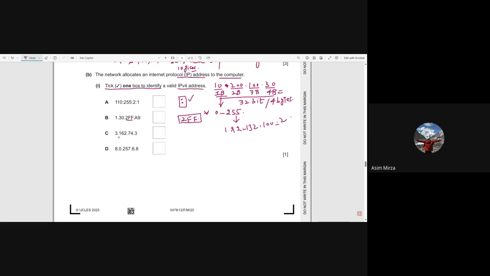3.162.74.3. So it looks valid to me because this IP address is separated by dots: 1 byte, 2 byte, 3 byte, and the fourth byte. Yes, all numbers are within the range from 0 to 255, and these are separated by dots. So the fourth one is, let me say, 8.0.257 dot. So 257 is invalid. It's invalid, right? So C is the answer. I hope you understand the question, right?